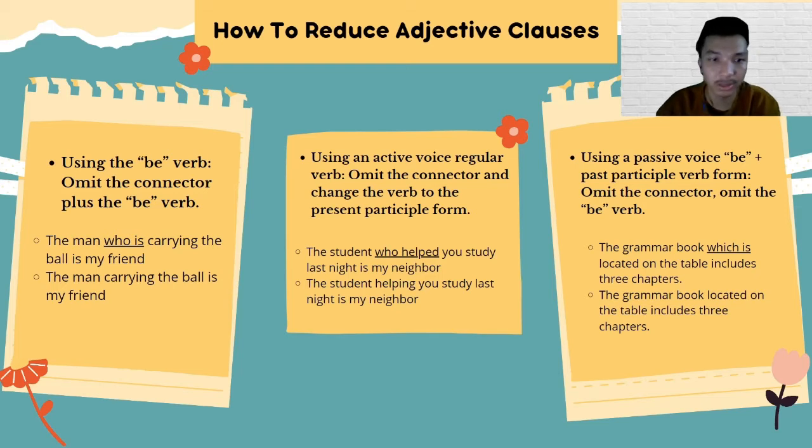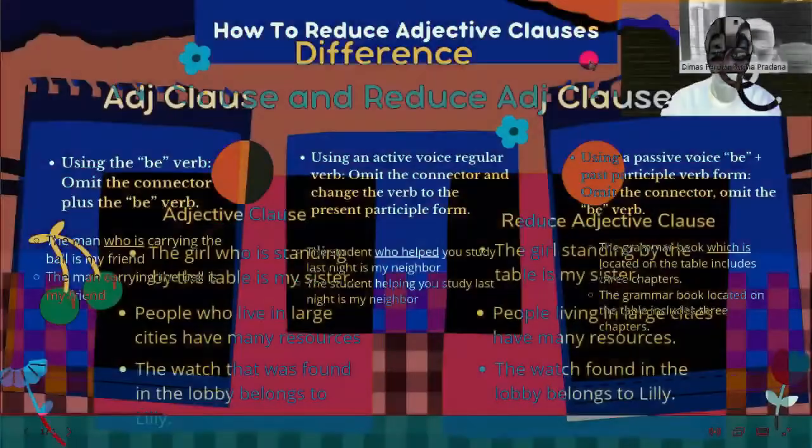The third one is adjective clauses using a passive voice, be plus past participle form. For this situation, we omit both the connector and the be verb. For example, the grammar book which is located on the table includes 3 chapters. We then omit the connector and the be verb, which is the underlined word. The reduced adjective clause for this example is, the grammar book located on the table includes 3 chapters.